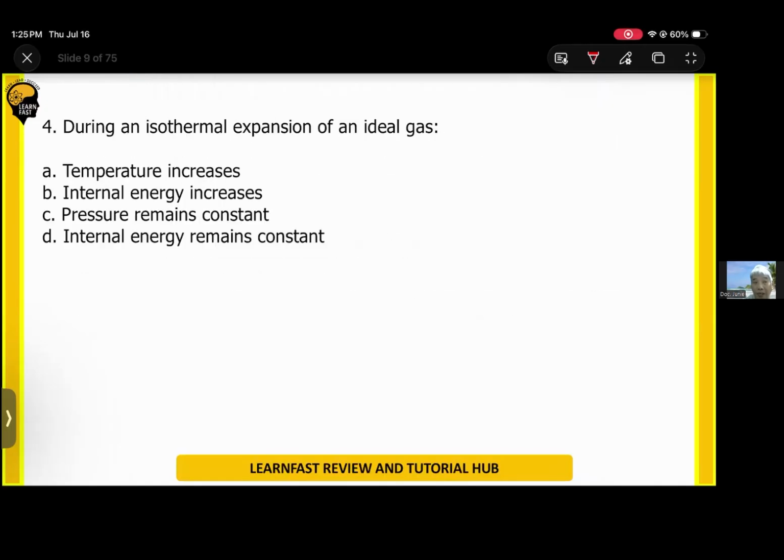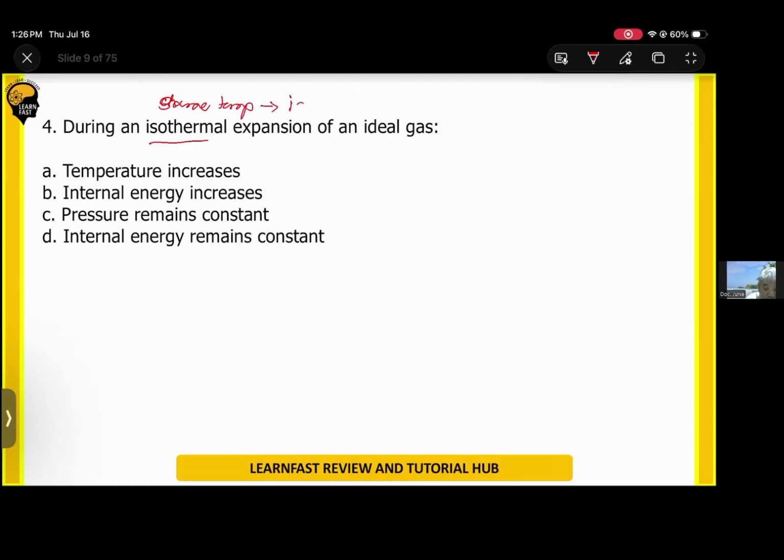So number 4: during isothermal expansion of an ideal gas, I want you to pay attention to the word isothermal. Iso means same temperature.